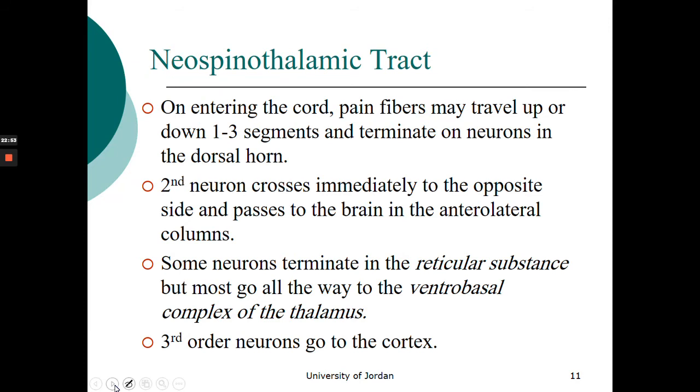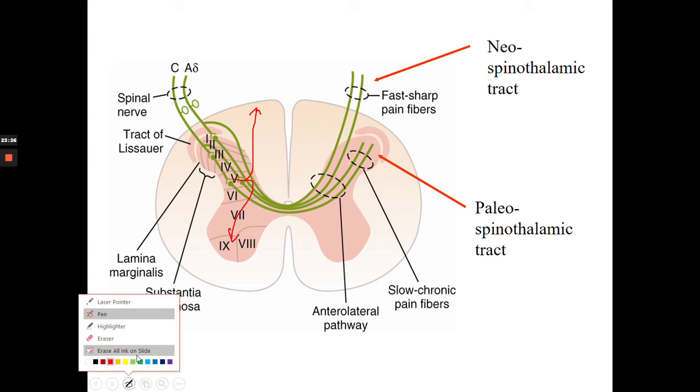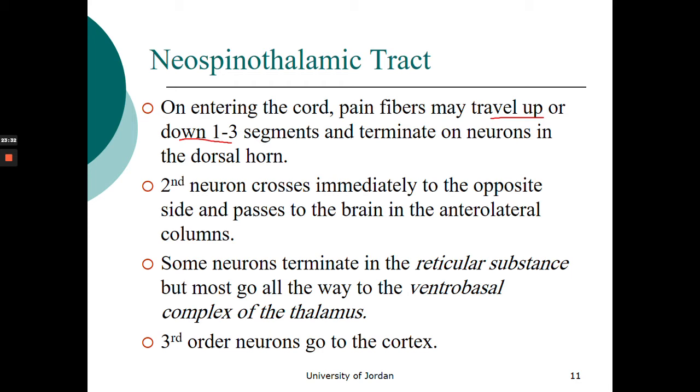Now look and see about the neospinothalamic tract. On entering the cord, pain fibers may travel up or down one, two, or three segments. So after it enters the spinal cord, it goes up or down one, two, or sometimes three segments. Then it crosses the midline, and before it crosses, it terminates on the neurons of the dorsal horn.